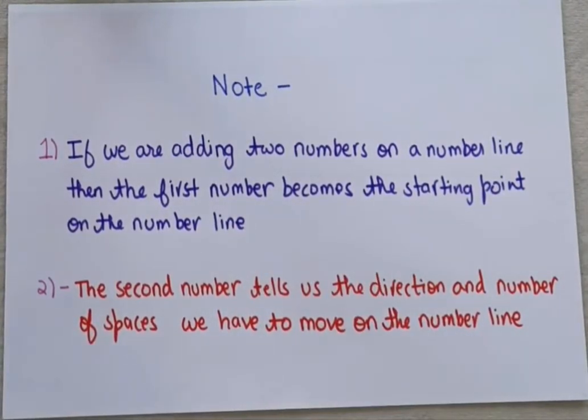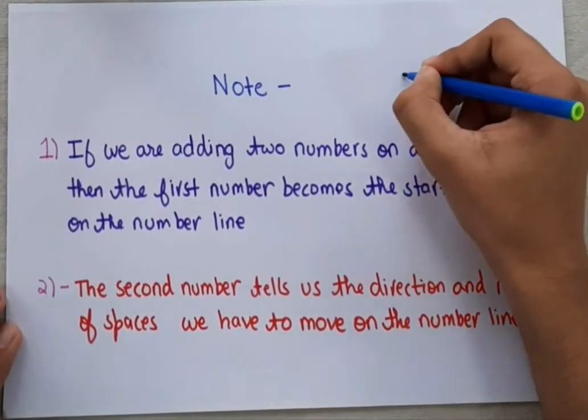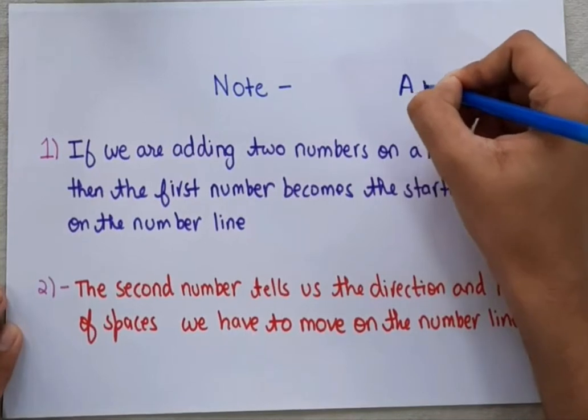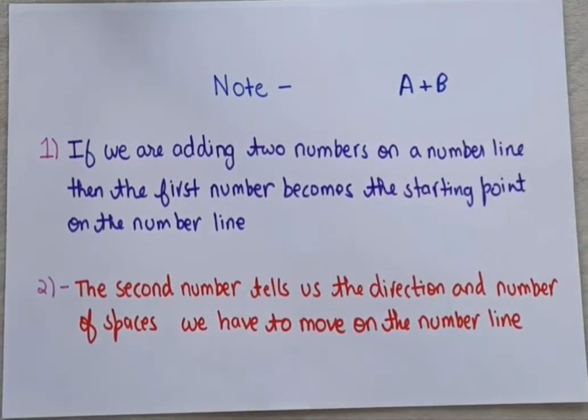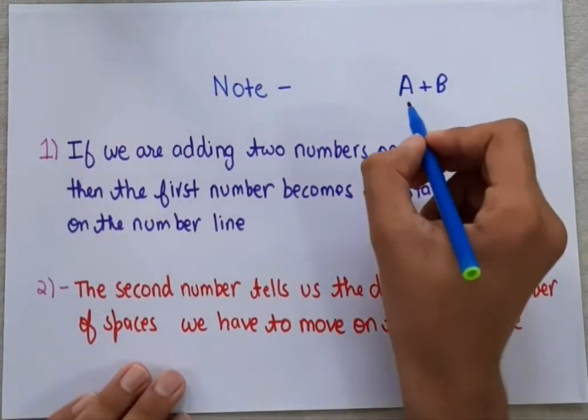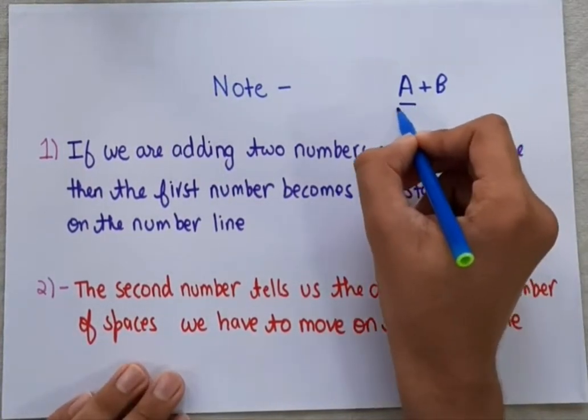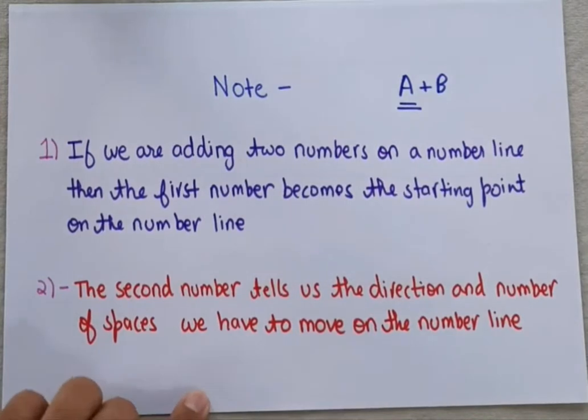The first one is, if you are adding two numbers, let the two numbers be a plus b. Then if you are adding two numbers on a number line, the first number, which is a, will become the starting point in the number line.